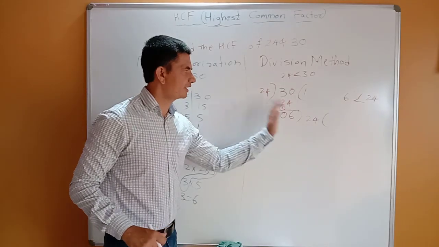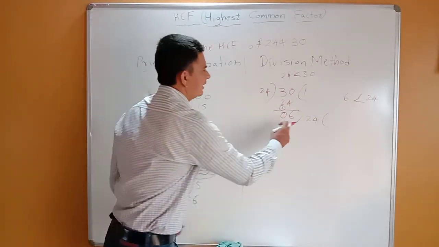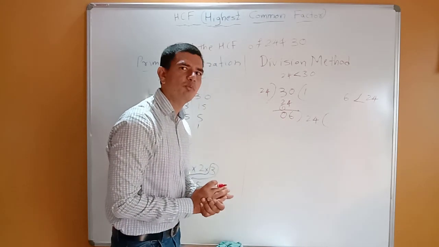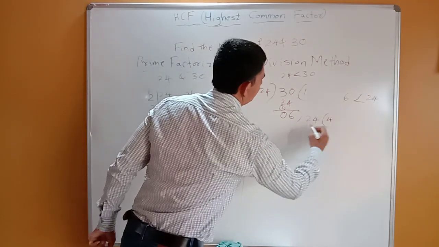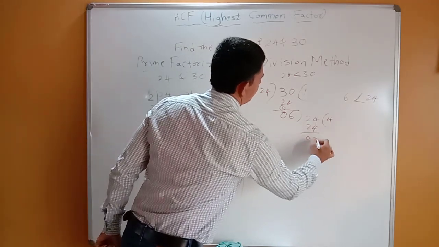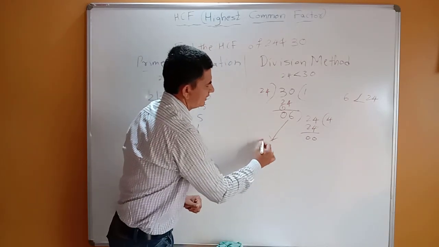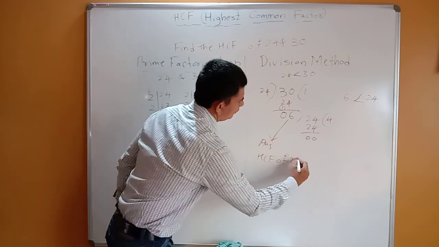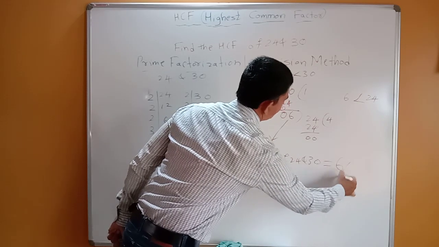This number we have to take down. Simple method, this number we have to shift. In the 6 table, is 24 there? Yes, it is there. 6 how much are 24? 6 4s are 24. So now we got remainder 0. So this we have to take as the answer. So we can write HCF of 24 and 30 is 6.